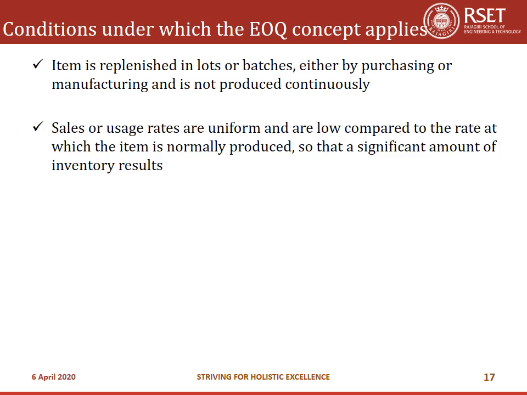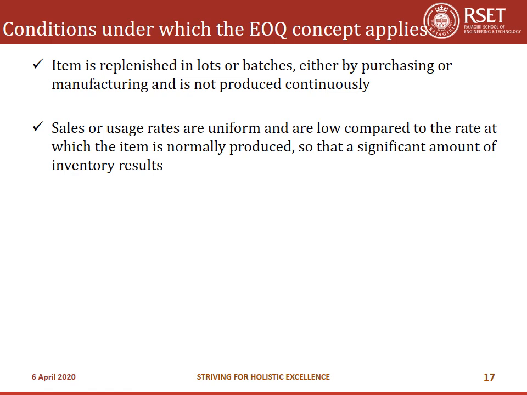Then, sales or usage rates are uniform and are low compared to the rate at which the item is normally produced, so that a significant amount of inventory results. The rate at which the item is getting sold is lesser than the rate at which the item is getting produced. Only then does inventory result. Inventory means your materials that are not yet sold, and they arise only if the rate at which they're getting sold is lesser than the rate at which they're getting produced.